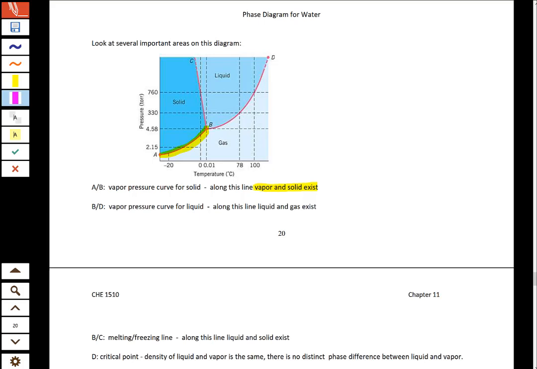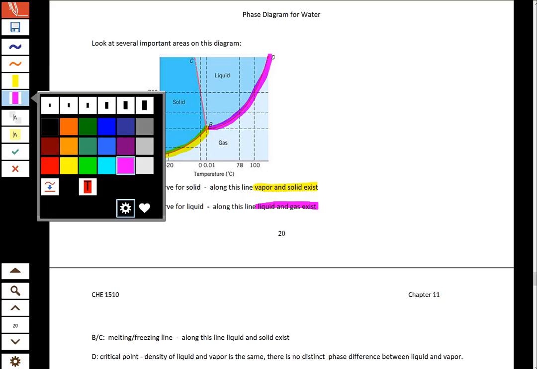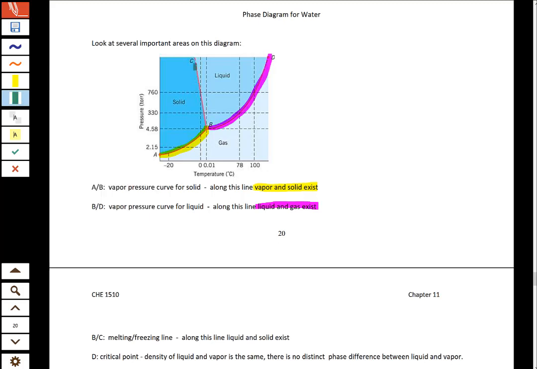And so for the BD line, this is where you get liquid and gas at the same time. And if we look at this line here, that is where you have solid and liquid at the same time.